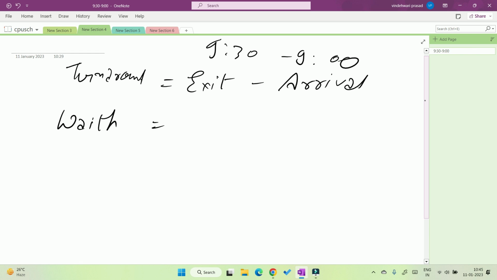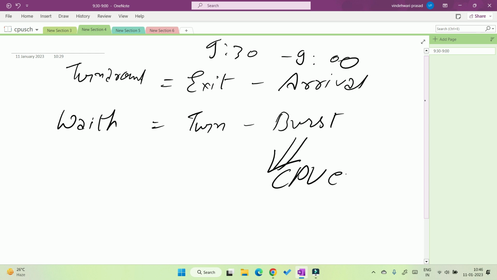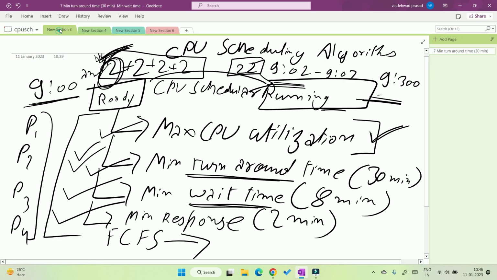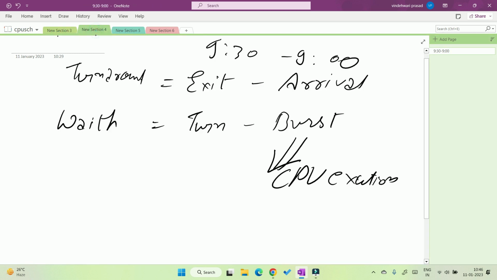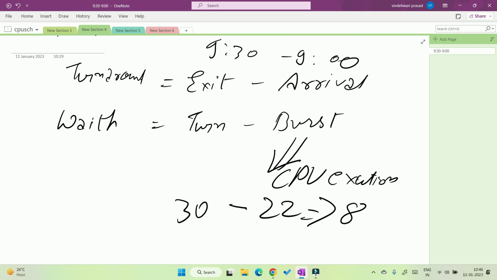Next, waiting time. Waiting time is turnaround time minus burst time. What is burst time? Burst time is the CPU execution time. In the previous example, CPU execution time is just 22 minutes. So 30 minutes of turnaround time minus 22 minutes of CPU execution, and the waiting time is 8 minutes.